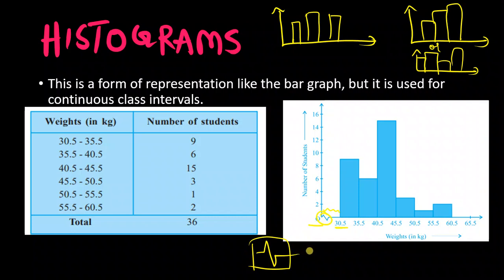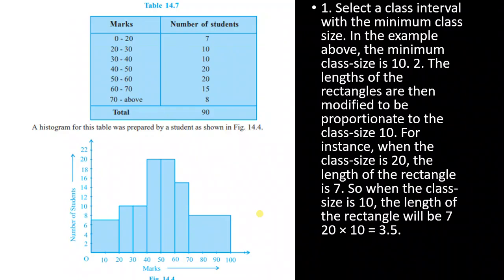Yeah. So we use continuous class intervals while using histogram. Like you will have 30.5 to 35.5, 35.5 to 40.5. It would be continuous like this. And again the width also must be the same, like 1 unit or 2 units depending upon your graph. The height of the bars also will depend upon your data.